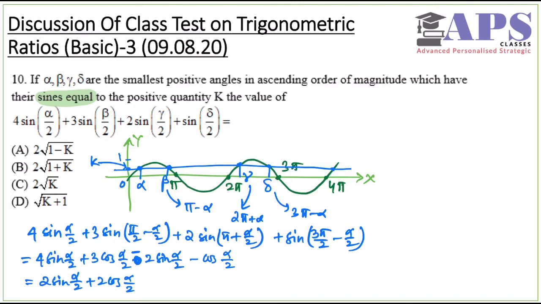So now if I square this, square of that is equal to, in fact I square means I can take 4 common, and then I will get 1 plus sine alpha. That is nothing but 4 into 1 plus k, because sine alpha value is k. That is the value of the square of that expression. Now if I take a square root, I will get 2 times root over 1 plus k. So that is option B.